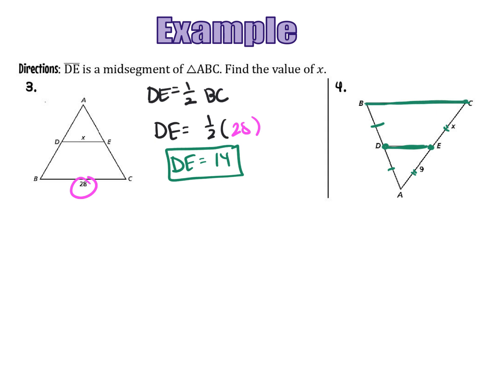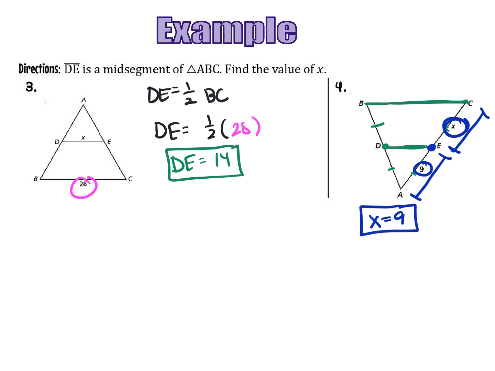But all we actually need to figure out on number 4 is what the value of X is. Well, we know that this length is equal to this length if this is a midsegment, because E is the midpoint. And if E is the midpoint, that means we have the same value, the same length on each side. So X is going to be 9. Since EA is 9, EC will also be 9.